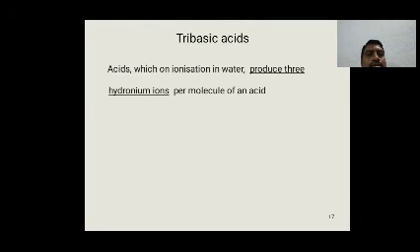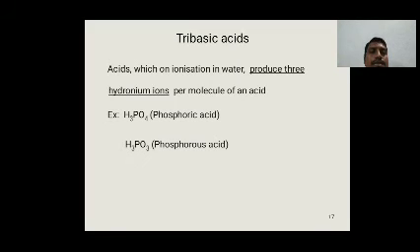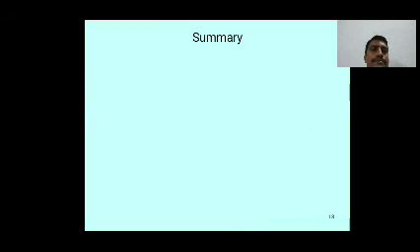Tribasic acids: acids which ionize in water to produce three hydronium ions per molecule are called tribasic acids. Monobasic, dibasic, tribasic. For example, H3PO4, phosphoric acid, and H3PO3, phosphorous acid.